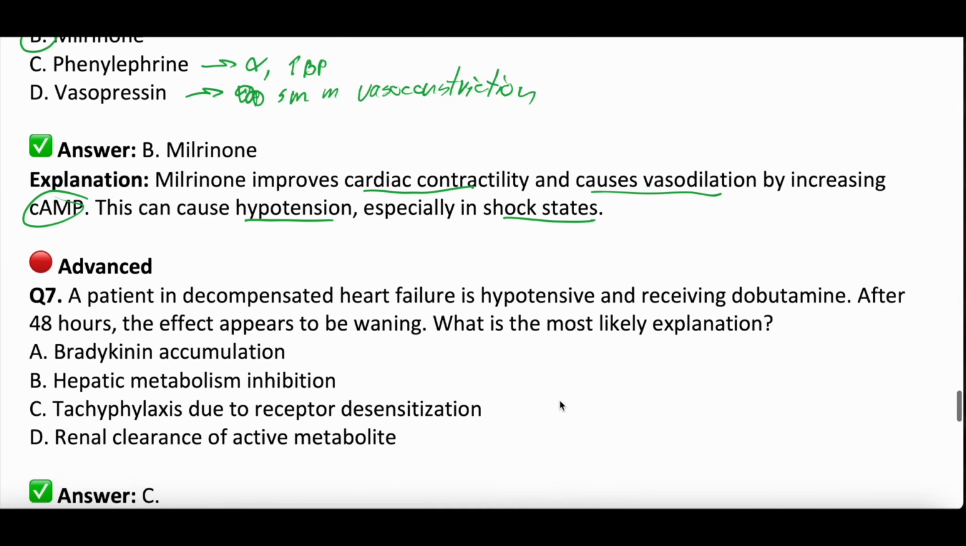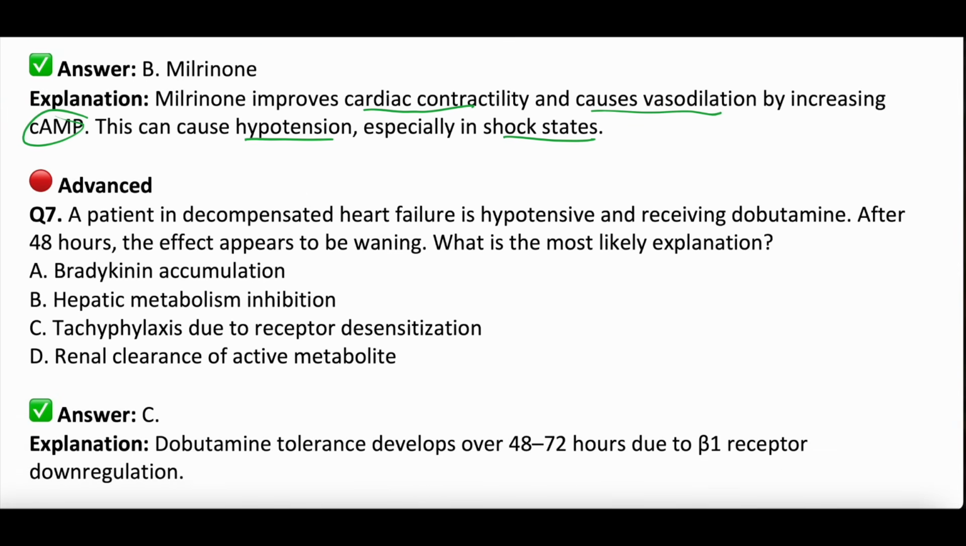The answer is C, tachyphylaxis due to receptor desensitization. Dobutamine tolerance develops over 48 to 72 hours. It's a very well known drug that has tachyphylaxis. The other options are just not correct. Tachyphylaxis and dobutamine is very classical.